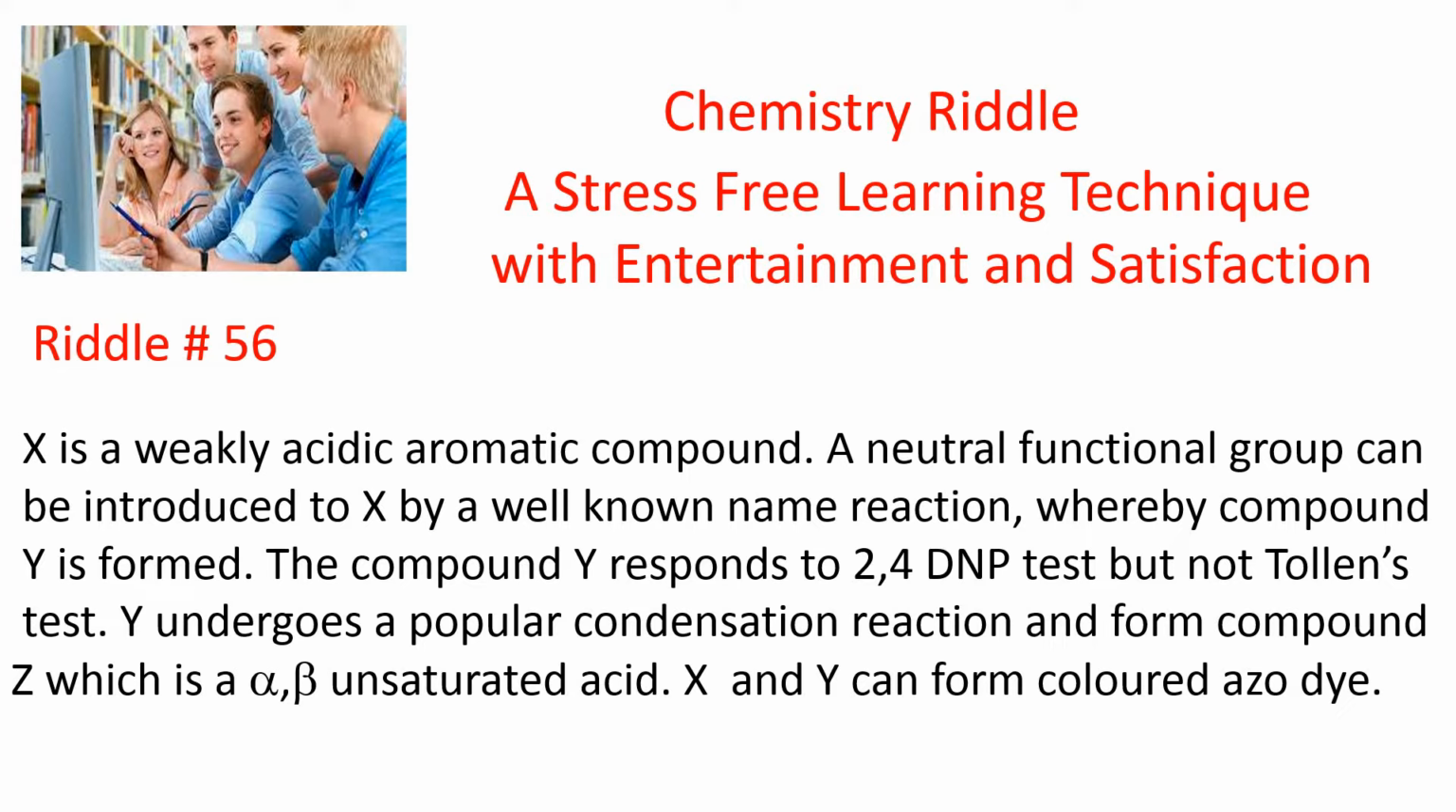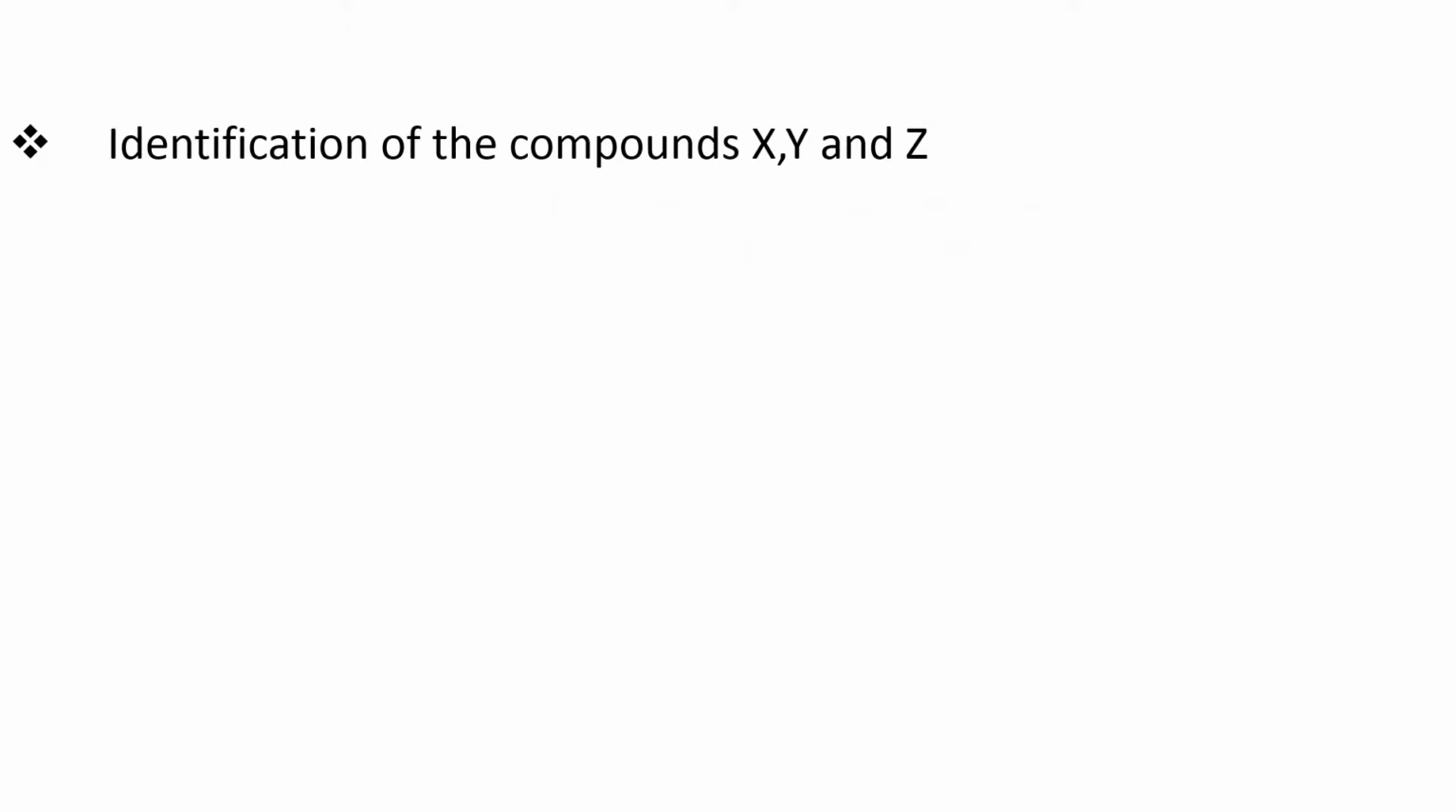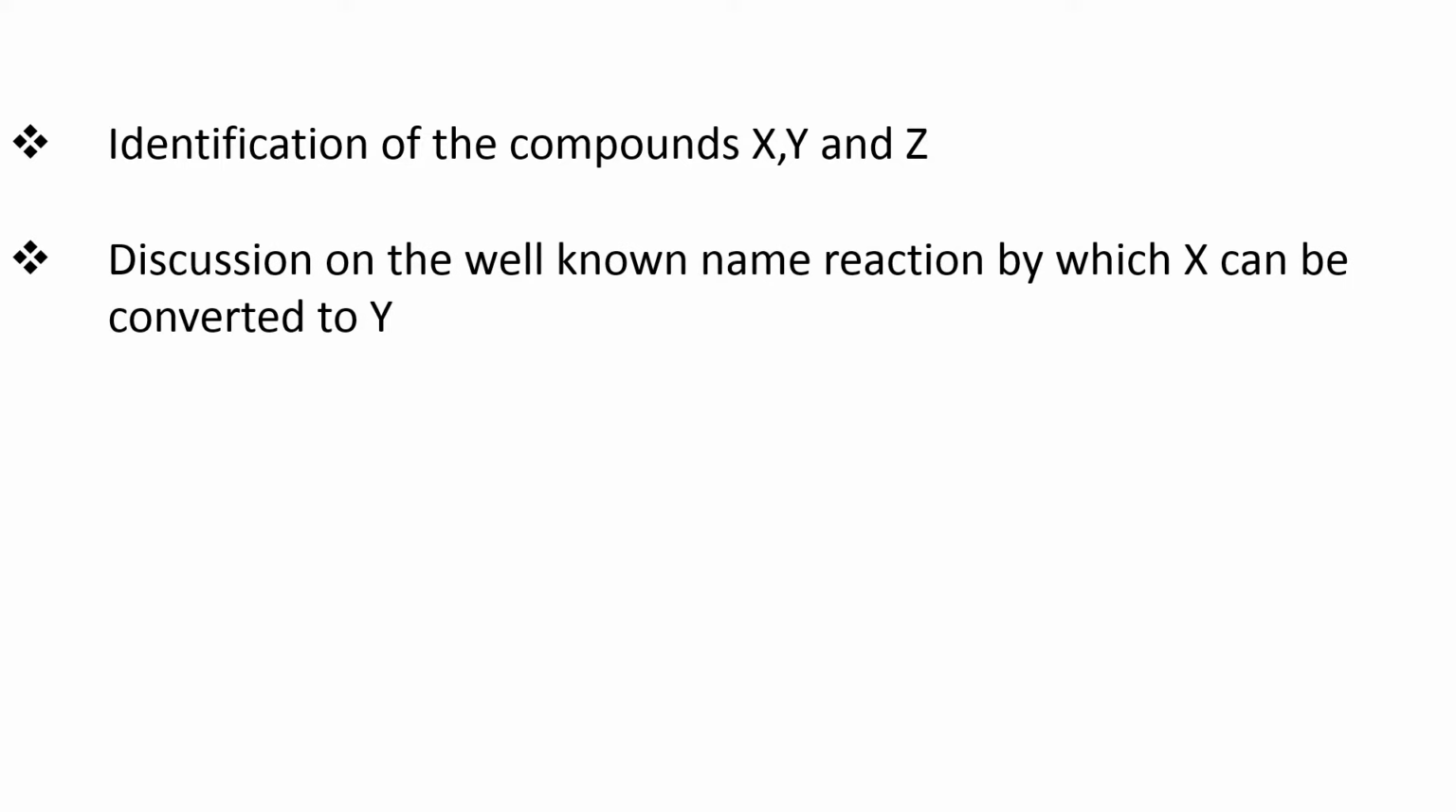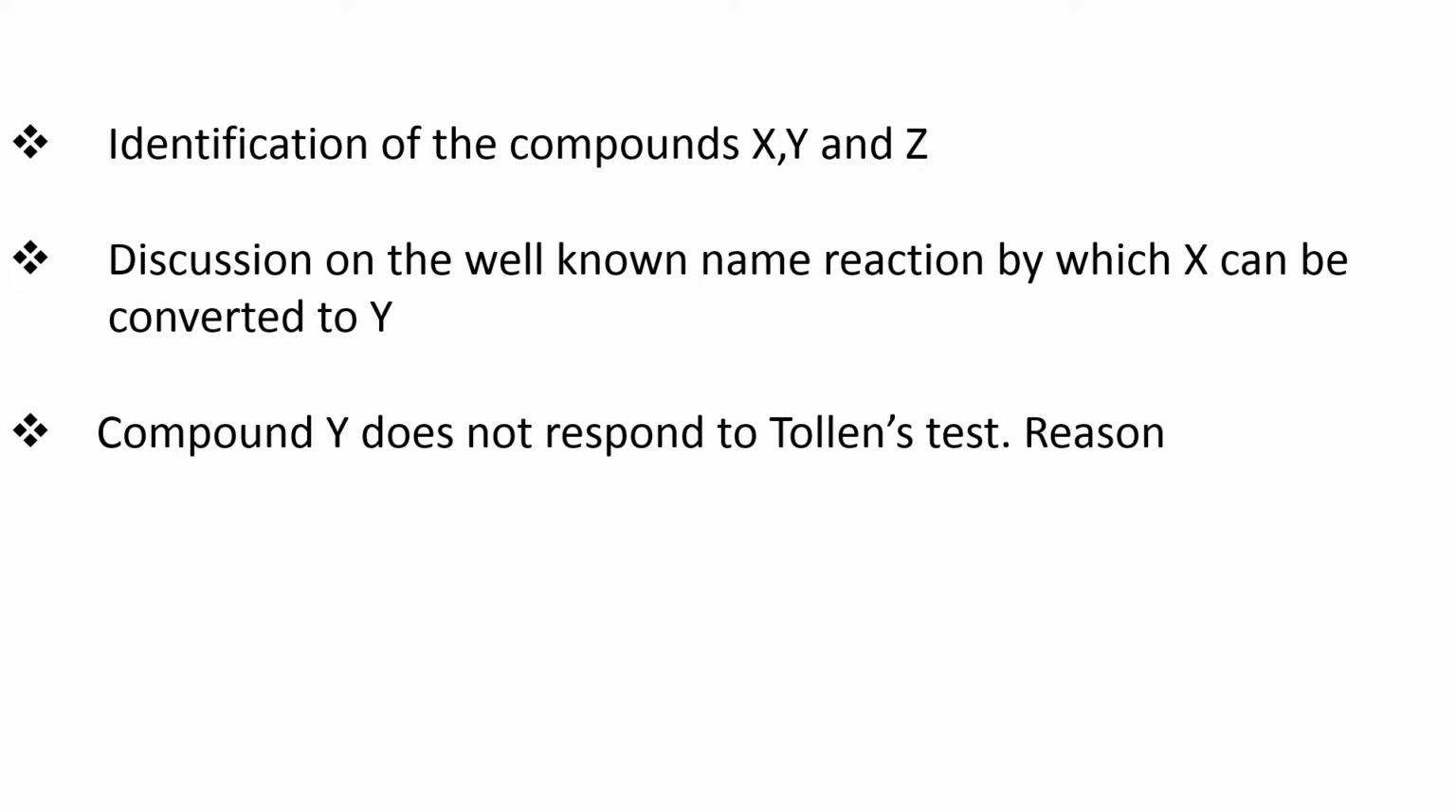So this is our riddle number 56. Let's solve the riddle and make the required discussion. So we'll discuss according to the following points. First point, identification of the compounds X, Y and Z. Second point, discussion on the well-known name reaction by which X can be converted to Y. Third point, compound Y does not respond to Tollens test.